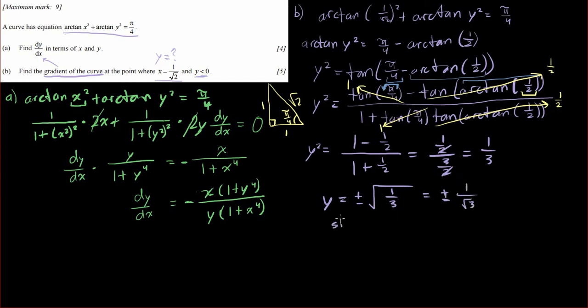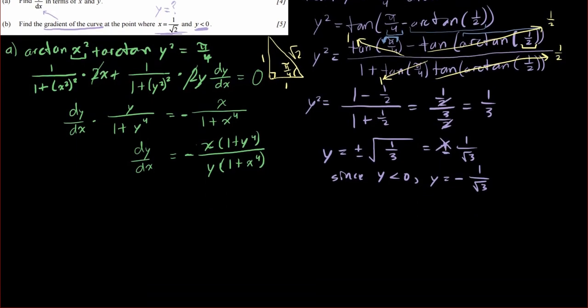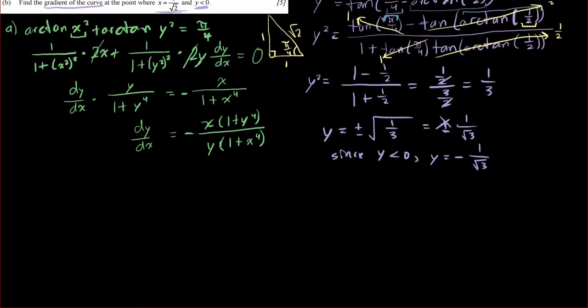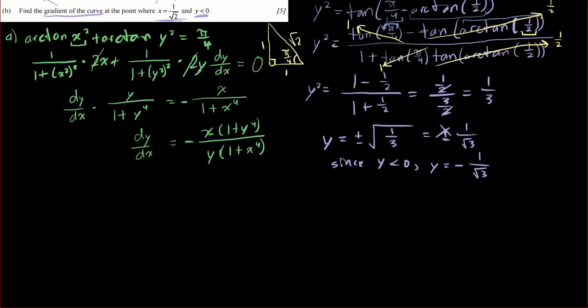And since y must be less than 0, as we've been given in the question, we can say that the y corresponding to this x is going to be the negative value. So it's going to be negative 1 over root 3. And we can reject the positive there. Okay, so now we found the corresponding y value for this x that we've been given. Now we just need to evaluate dy over dx with these two values that we have.